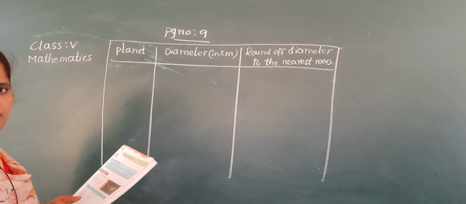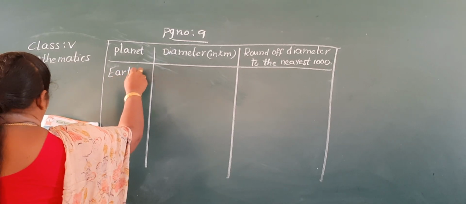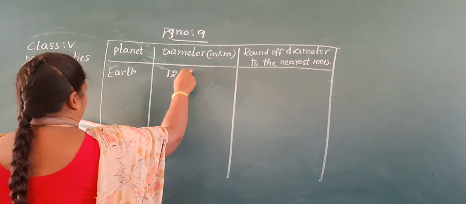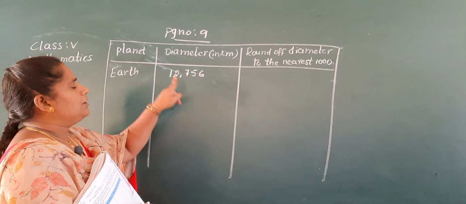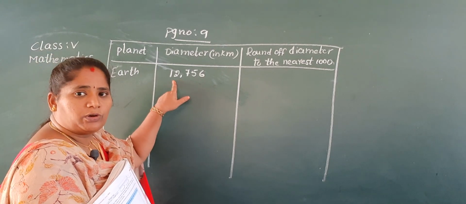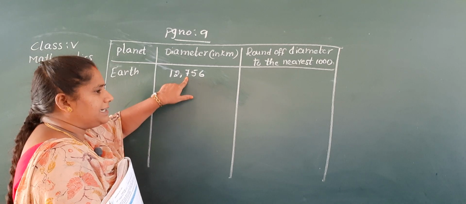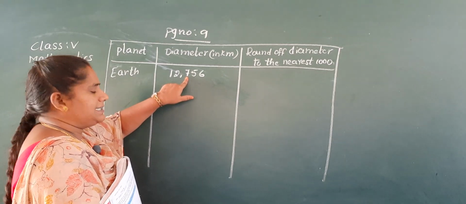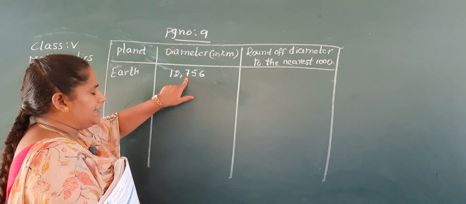What is the planet given here? Earth, the first one. How much is the diameter? 12,756. To round off this number to the nearest 1000, first you look at the digit at the hundreds place. What's the digit in the hundreds place? Yes, 7. Is it less than 5 or greater than 5? It is greater than 5.